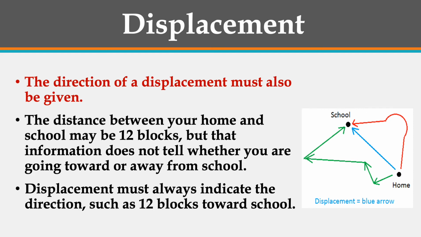The distance between your home and the school may be 12 blocks, but this information doesn't tell whether you are going toward or away from your school. Displacement must always indicate direction. It means we should say the distance between the school and your home is 12 blocks toward the school. This is the displacement. Toward the school. We include the direction.